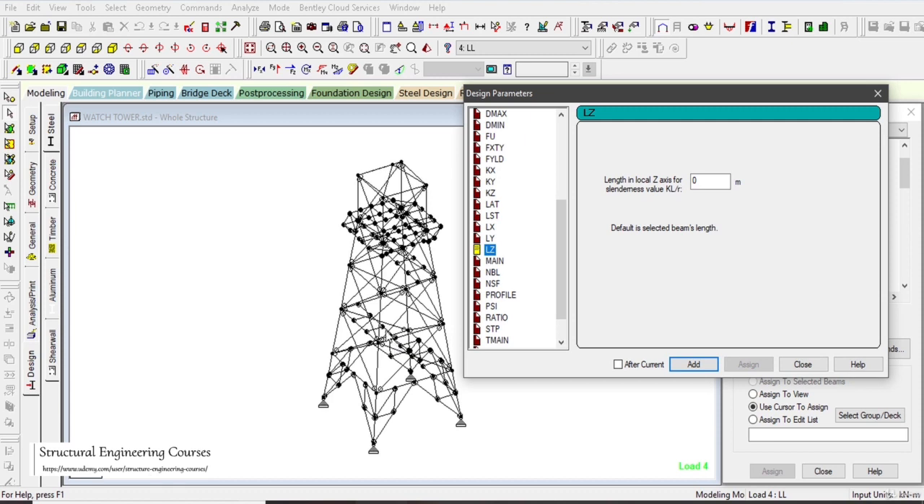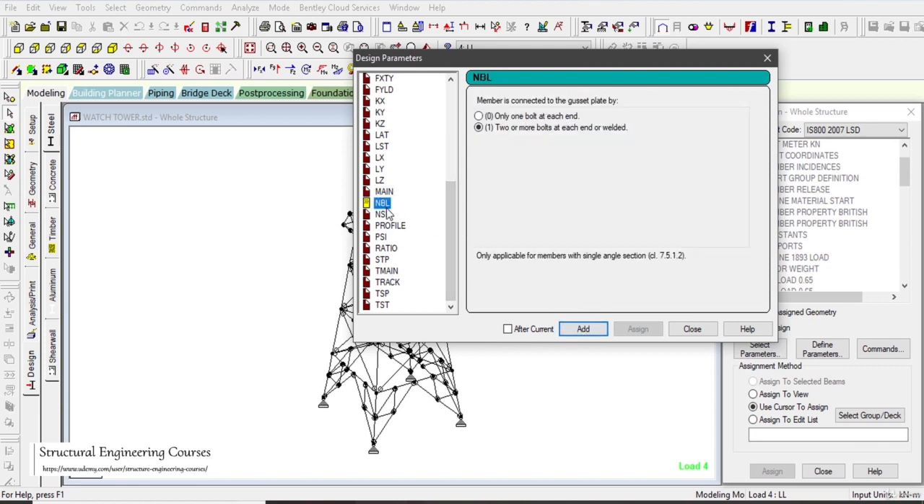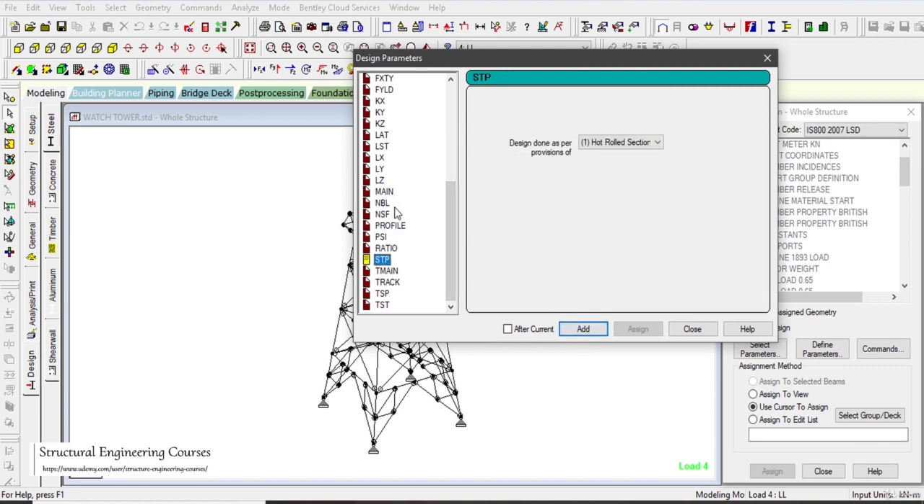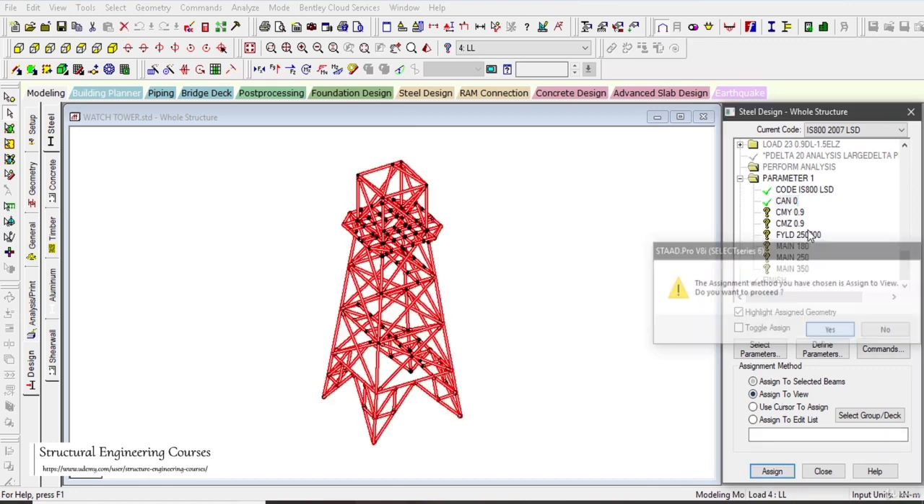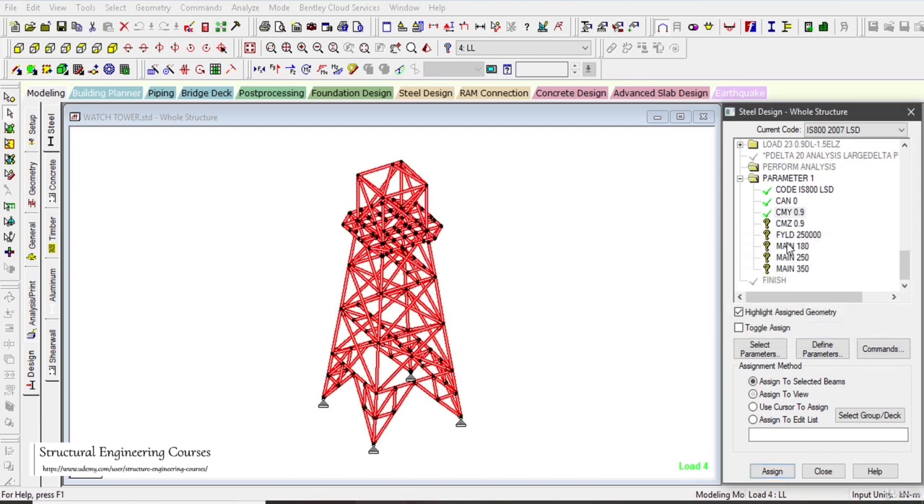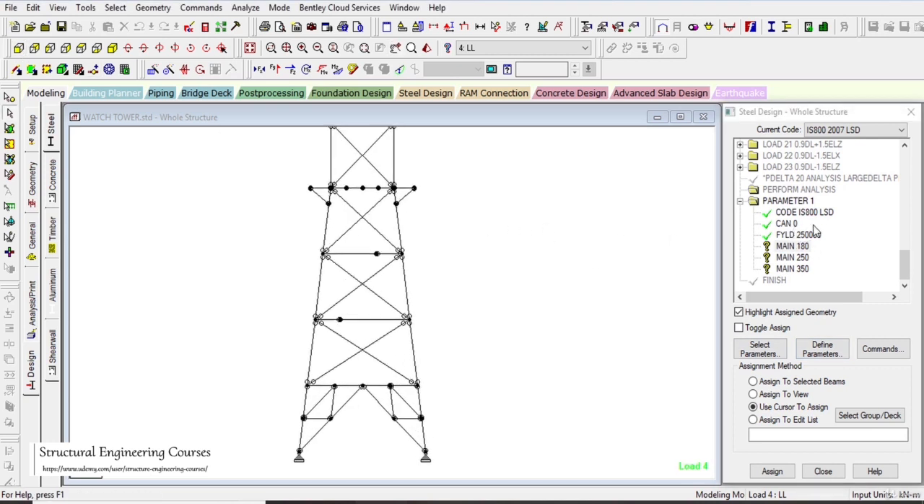LZ we can enter for these members here. We can also enter mean 180 for the main members, 250 for the secondary members, and 350 for the bracings. So we can enter assign to view. Although CMY CMZ is 0.9 by default for the I sections, for steel sections being designed as per the Indian standard we really do not need to define CMY and CMZ.